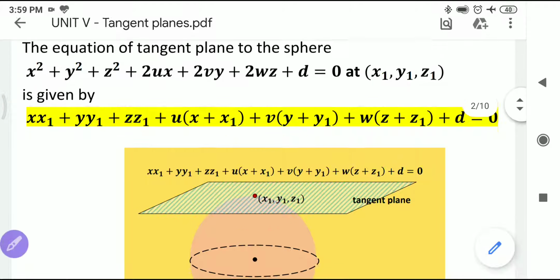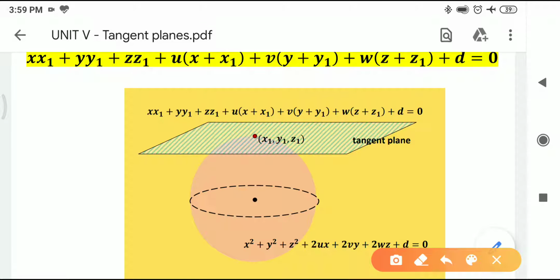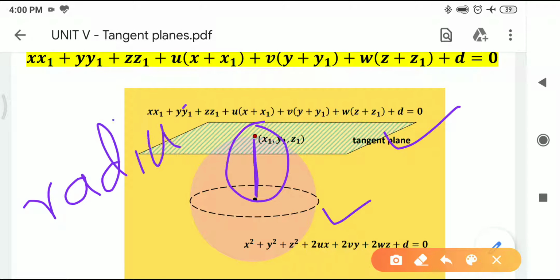Now one more thing, if you observe here, there is one more property of the tangent plane you can easily see. This is the tangent plane and this is the sphere. If you join a line from the center of the sphere to the tangent plane, this length is nothing but the radius of the sphere. Also we can say that this distance is nothing but the length of the perpendicular from the center of the sphere to the tangent plane.